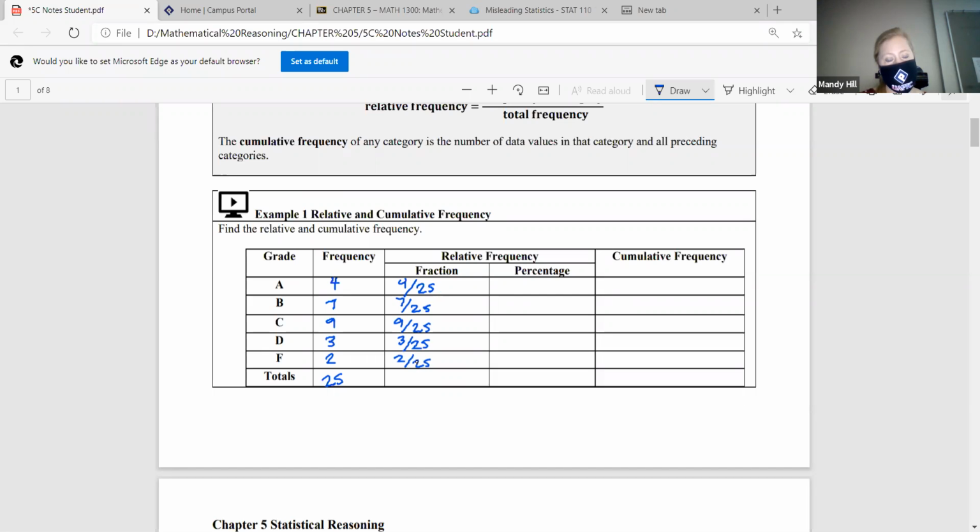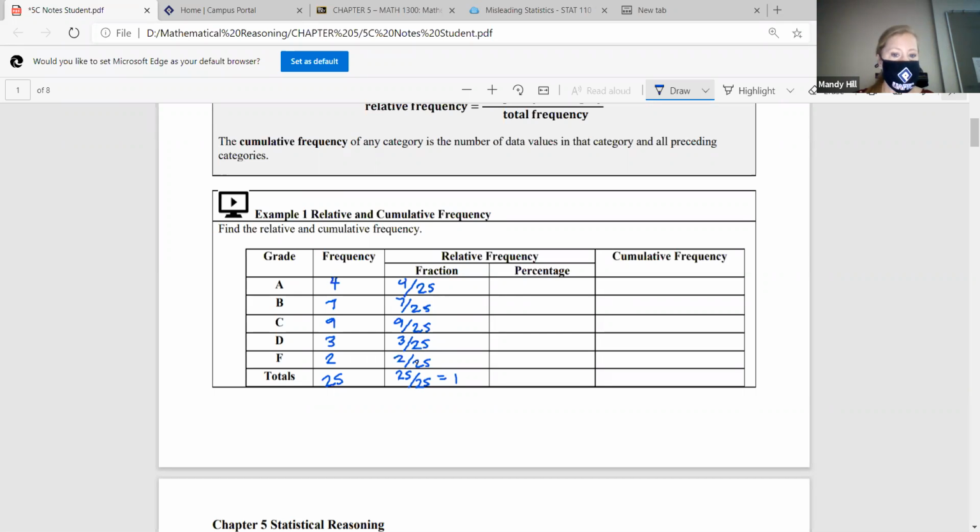Okay. And if I add up every one of these fractions, if I do 4 25ths plus 7 25ths plus 9 25ths plus 3 25ths plus 2 25ths, well, any calculator I use is going to say, well, that's 25 out of 25. That would be my total, which is just equal to 1. So that means that we've got 100% if our fraction is 1. We've got 100% of our data, right?